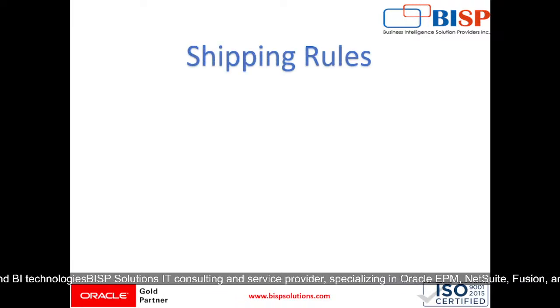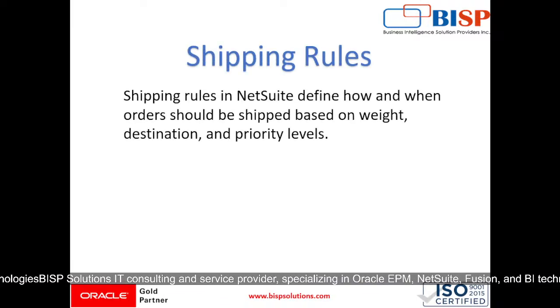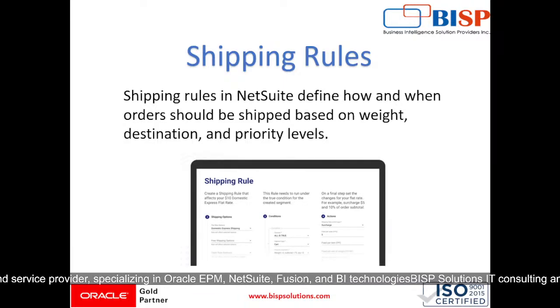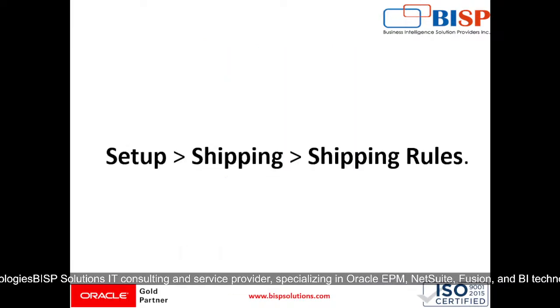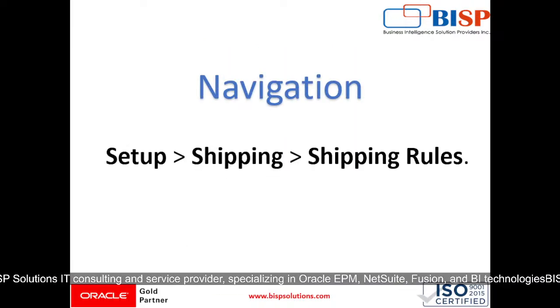Next comes our shipping rules. Shipping rules in NetSuite define how and when orders should be shipped based on weight, destination and priority levels. For example, a clothing retailer offers free shipping for orders above 1 lakh and charges a standard fee for lower value orders. So they set up a rule in NetSuite to apply free shipping automatically when the order meets the criteria. For that, navigation involves setup.